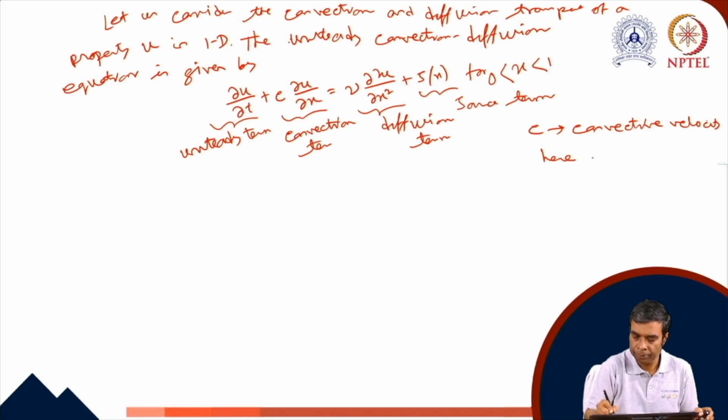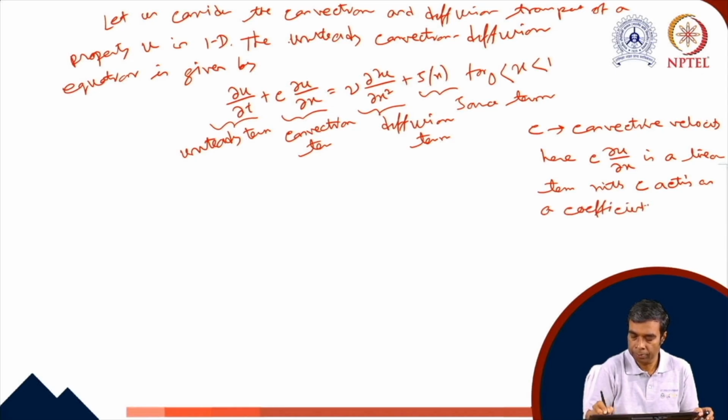Here, C del u del x is a linear term with C acting as a coefficient. Nu is the diffusion coefficient for the transport of U.